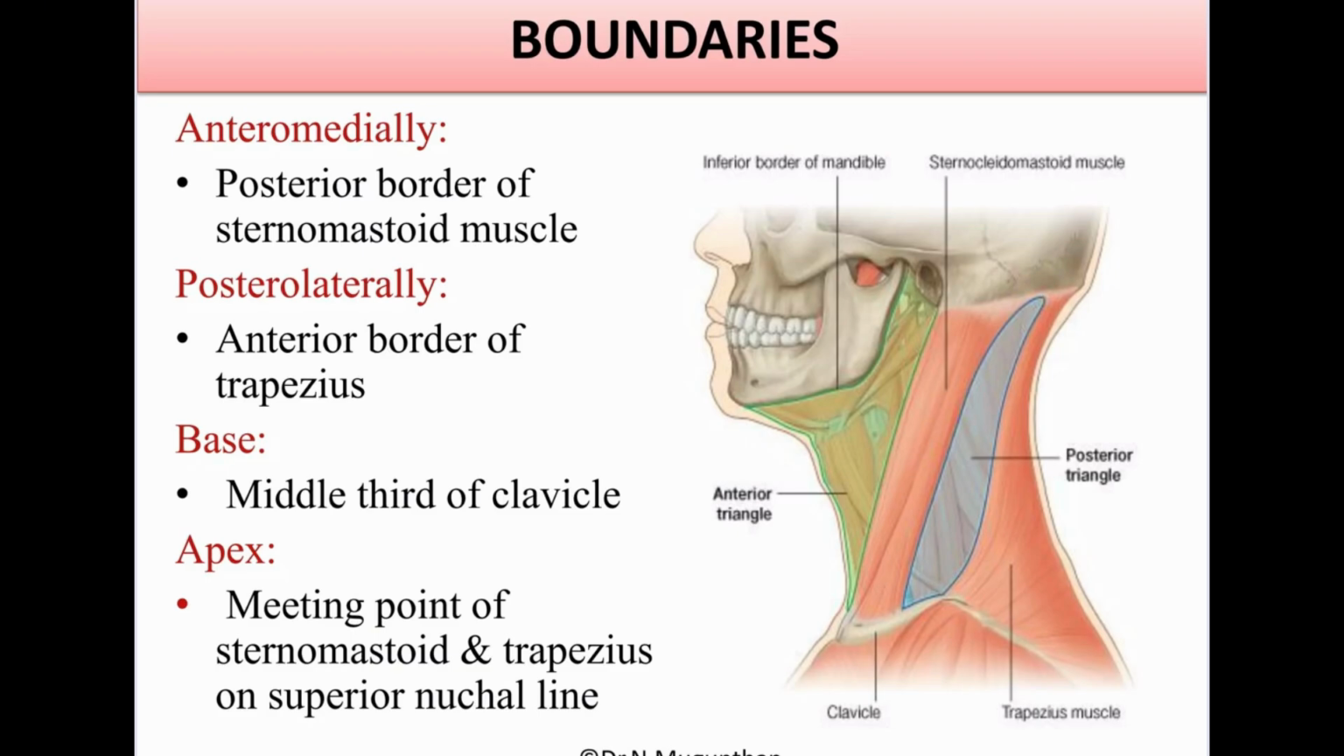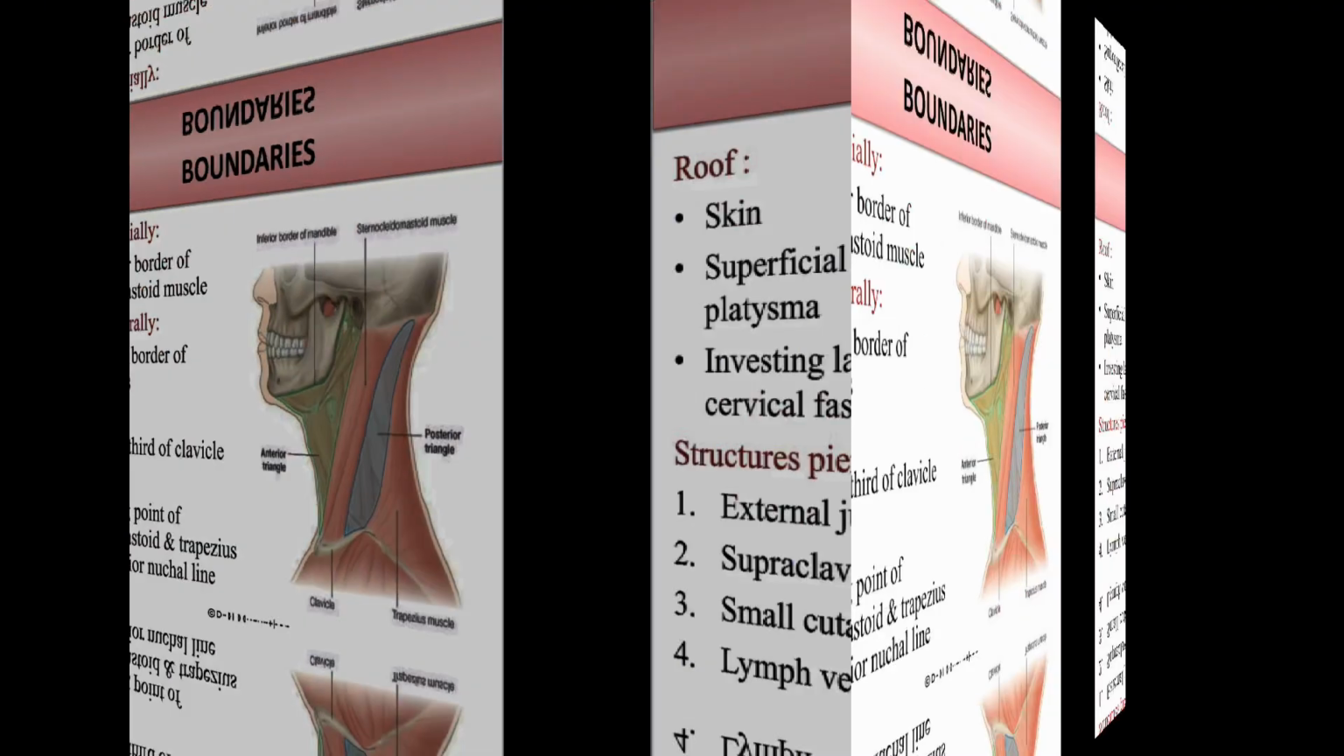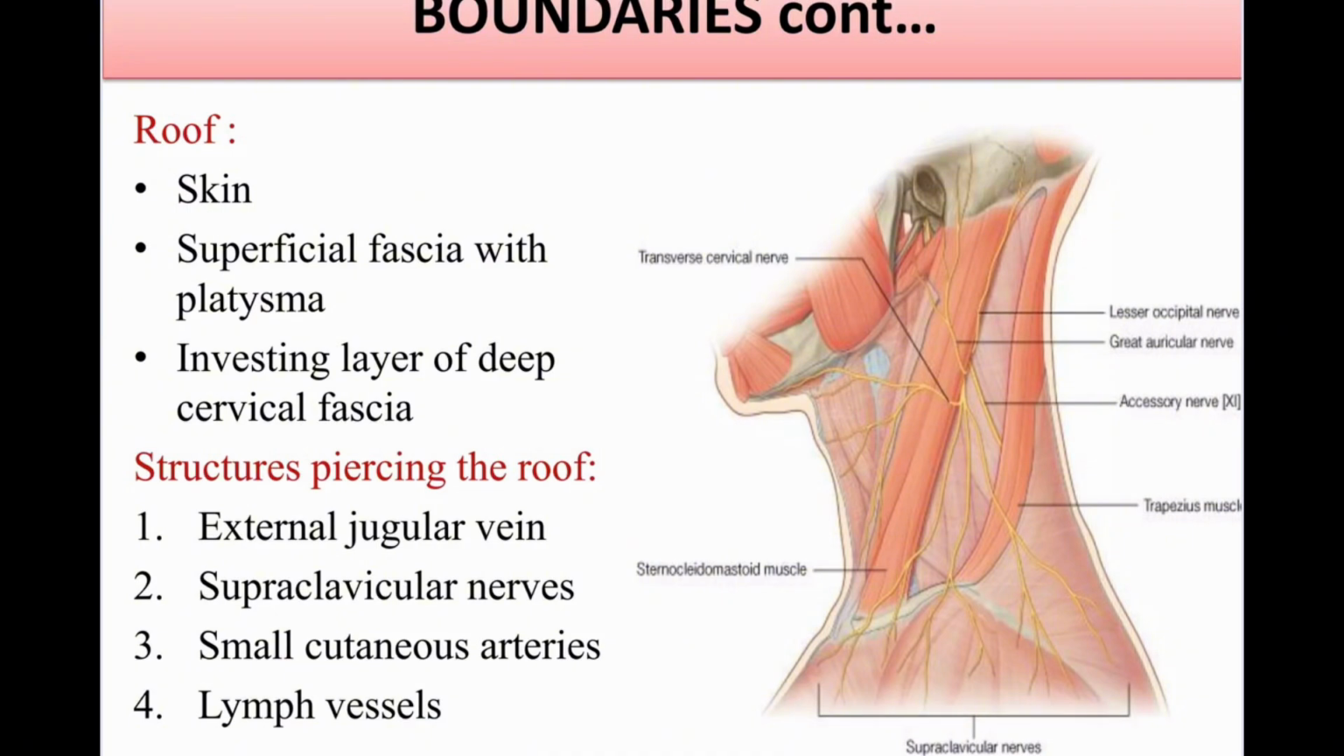Now the next thing is, what can you see at the roof? Now you have the roof, and you have the floor. At the roof, first of all, you have the skin and the superficial fascia. Now you have a deep fascia. What is the deep fascia? You have the investing layer of the deep cervical fascia that stretches between the sternocleidomastoid and the trapezius muscle.